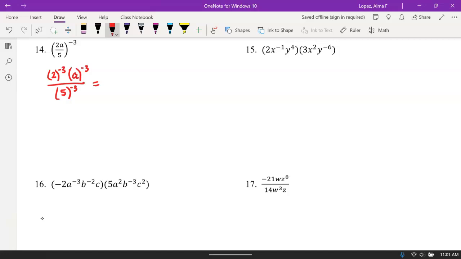Okay, I'm going to move everything because that 2 to the -3 is going to become a 2 to the 3rd on the bottom. The a to the -3 is going to become an a to the 3rd on the bottom. And 5 to the -3 is going to become 5 to the +3 on the top. And I can clean it up. That's going to be 5 to the 3rd, which is 125. 2 to the 3rd, which is 8, and 8 to the 3rd.